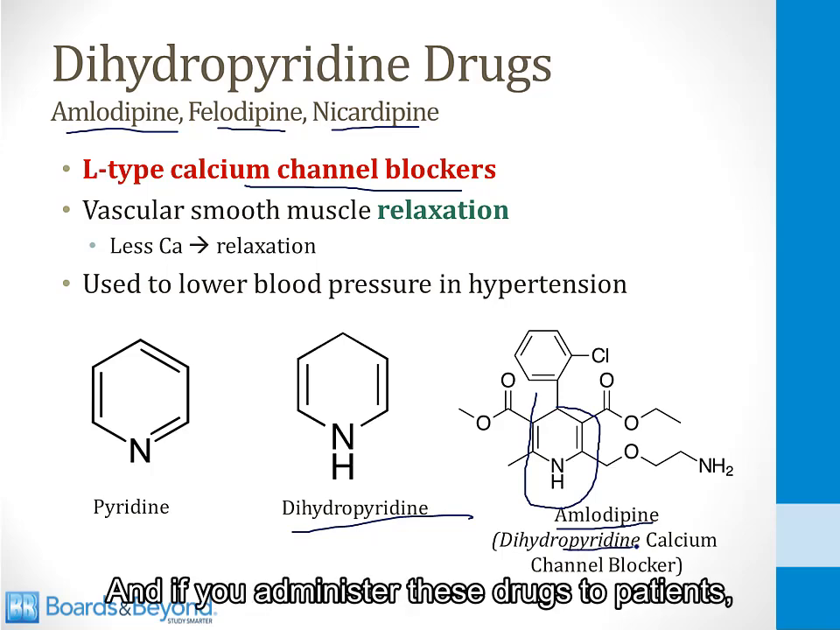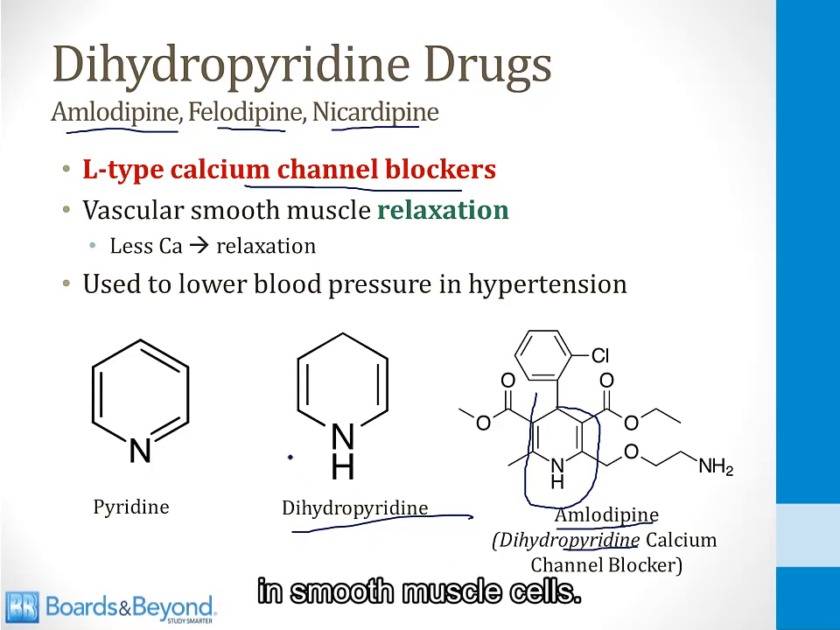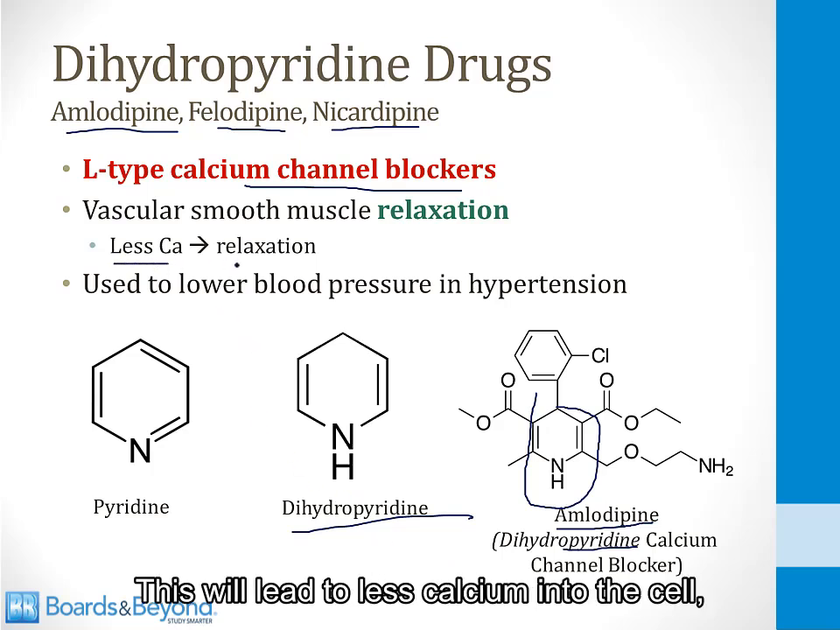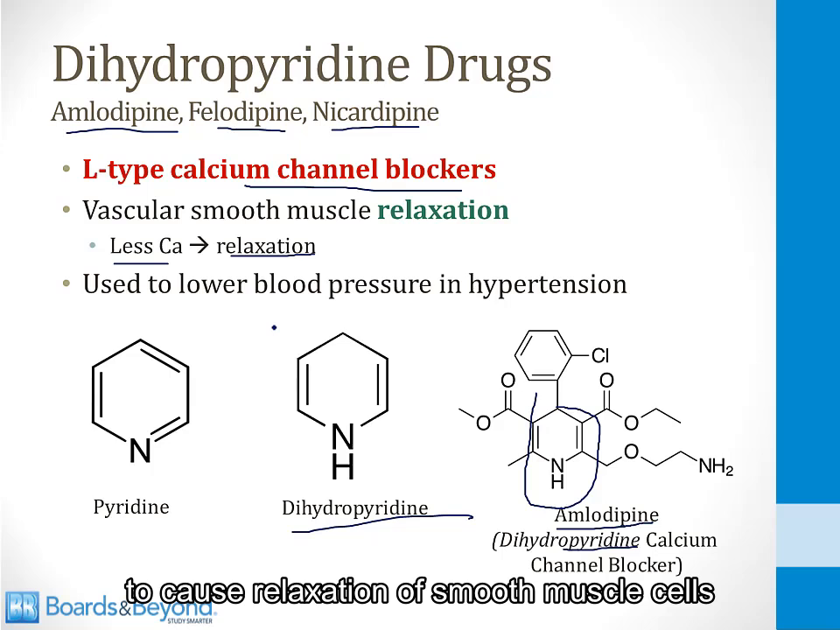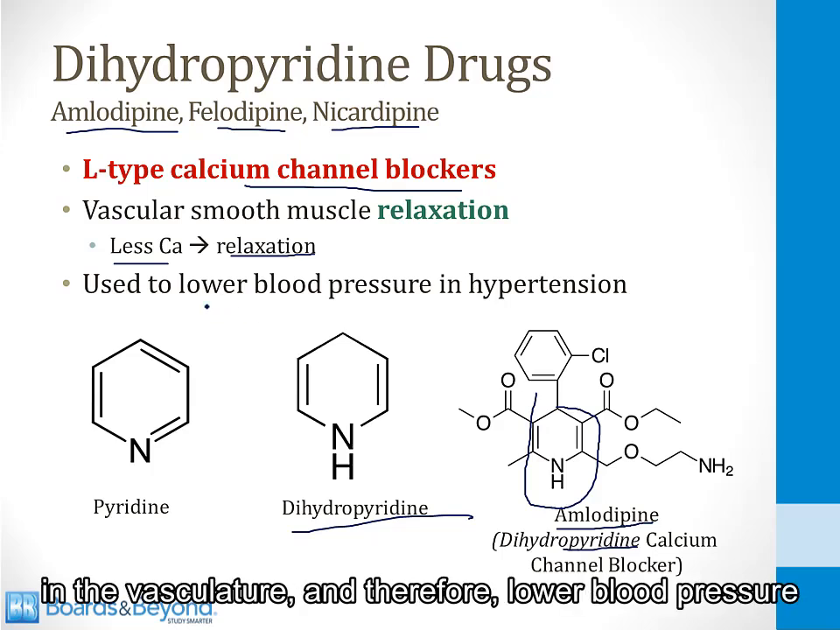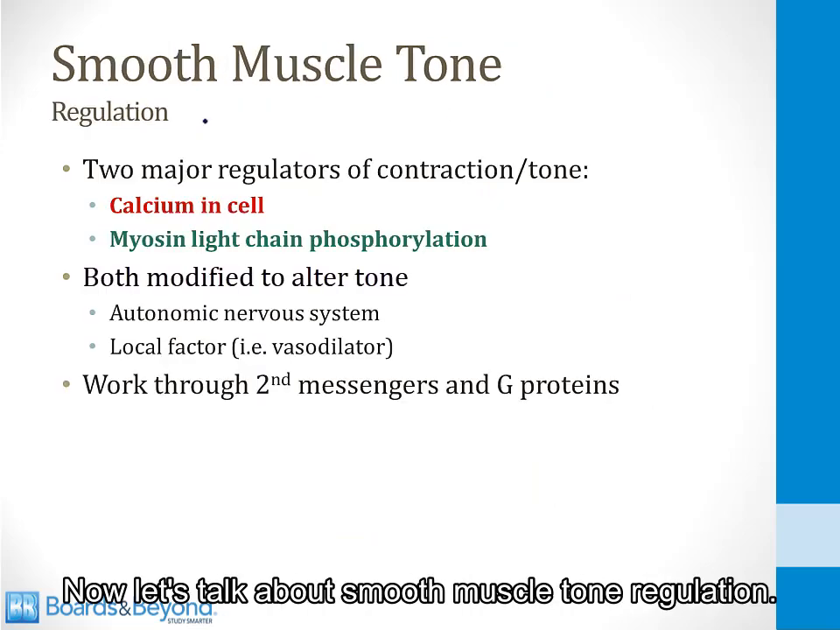And if you administer these drugs to patients, it will block the L-type calcium channels in smooth muscle cells. This will lead to less calcium into the cell and therefore relaxation. And these drugs are used to cause relaxation of smooth muscle cells in the vasculature and therefore lower blood pressure in patients with hypertension. Now let's talk about smooth muscle tone regulation.